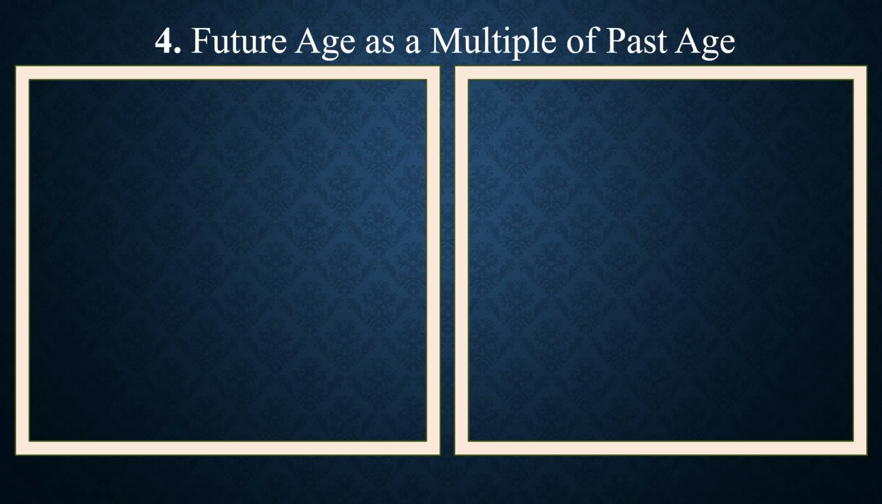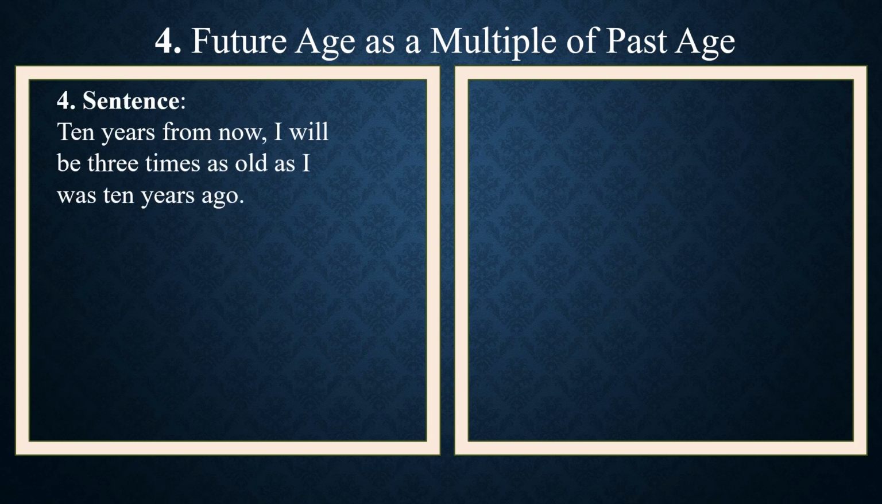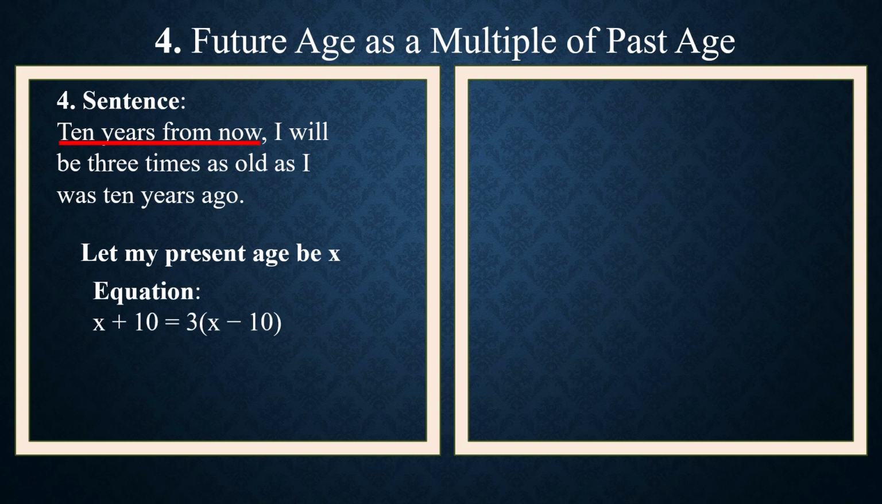Now the fourth type, future age as a multiple of past age. 10 years from now, I will be 3 times as old as I was 10 years ago. So as before, you have to suppose my present age to be x. Now 10 years from now means it is going to be future. So let us frame the equation for 10 years from now, x plus 10. I will be 3 times as old as I was 10 years ago. 10 years ago I was x minus 10, and 3 times means 3 times (x minus 10).